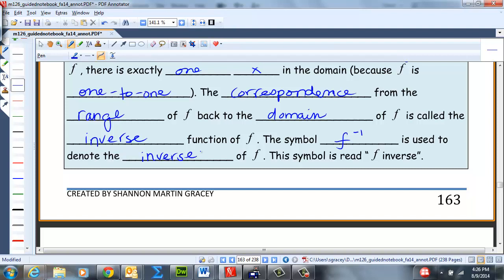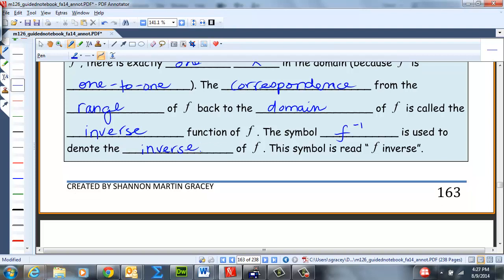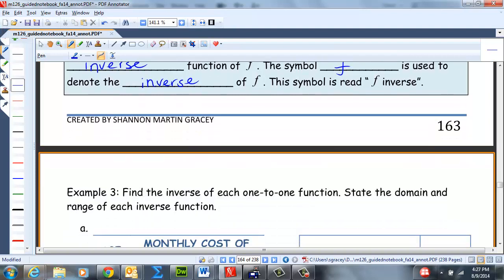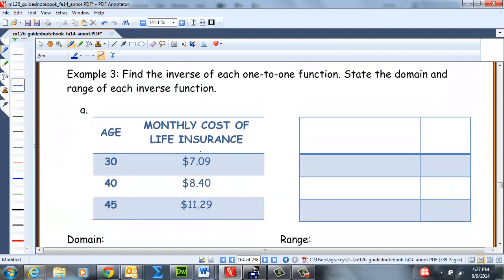This symbol here, which is read f inverse, is used to denote the inverse of f. So it does not mean f to the negative 1. It means f inverse. Okay, so here we go. Find the inverse of each one-to-one function. And then we're supposed to state the domain and range of each inverse function. So if you feel confident, go ahead and do it on your own. Otherwise, I shall be working them right now.